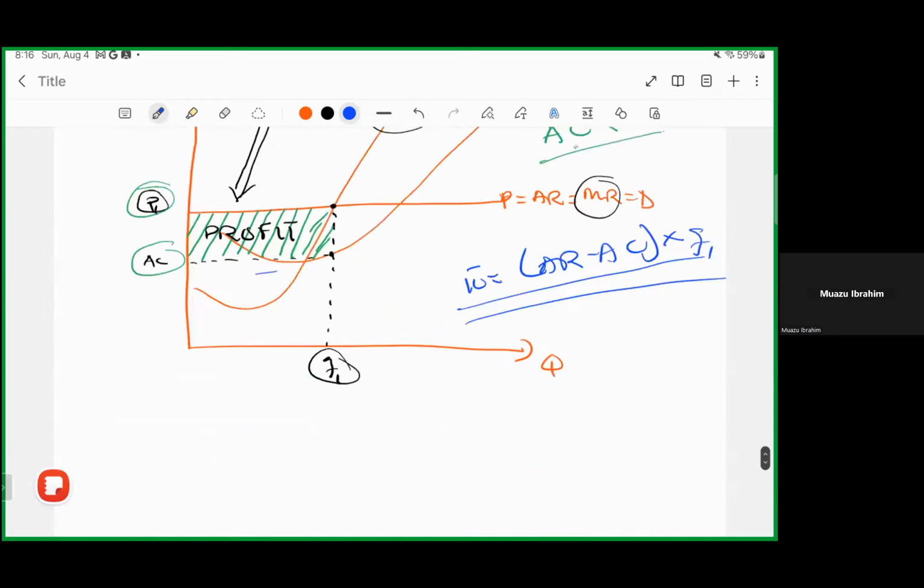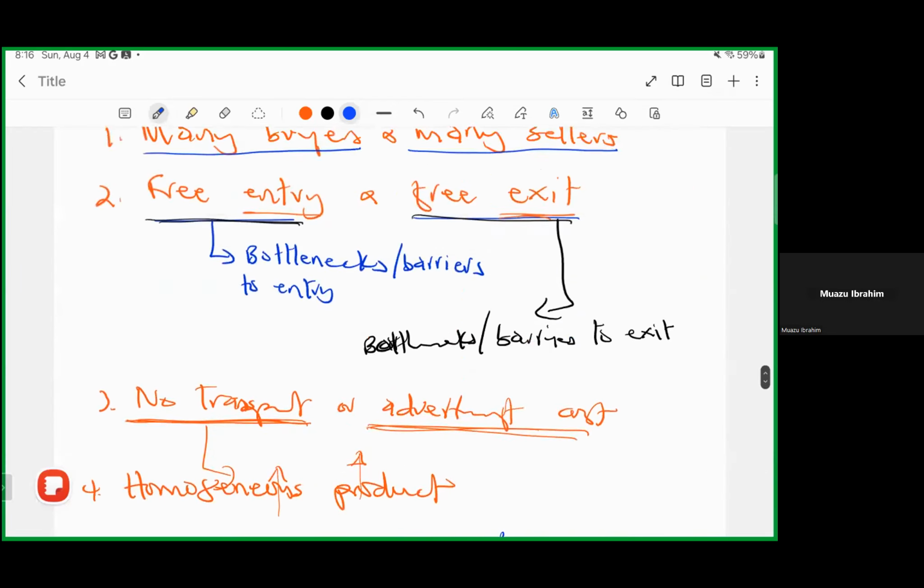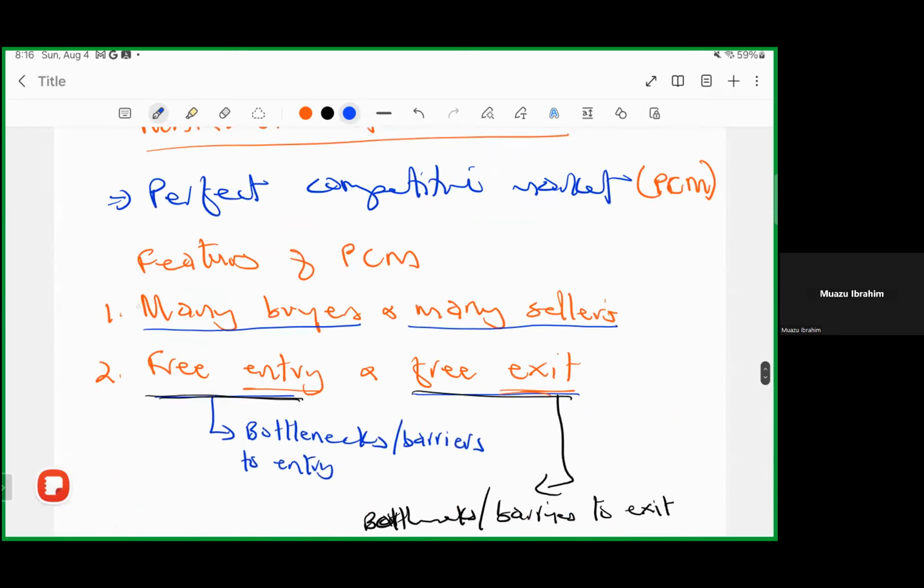Now let's go back to the features. Good. Now the first two will give you the reason why you make normal profit or zero profit in the long run, because of the existence of many buyers and sellers, and because the market is free, it has free entry and free exit.